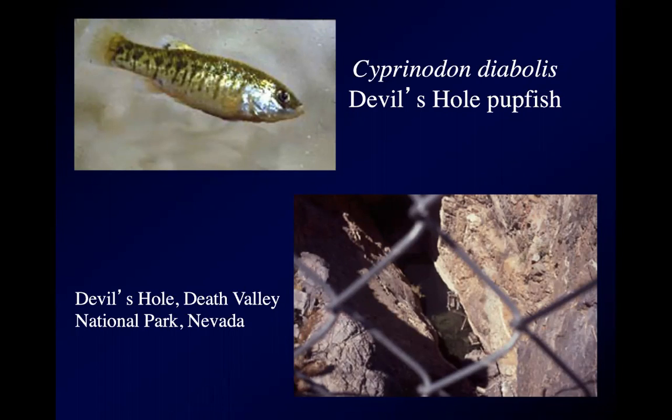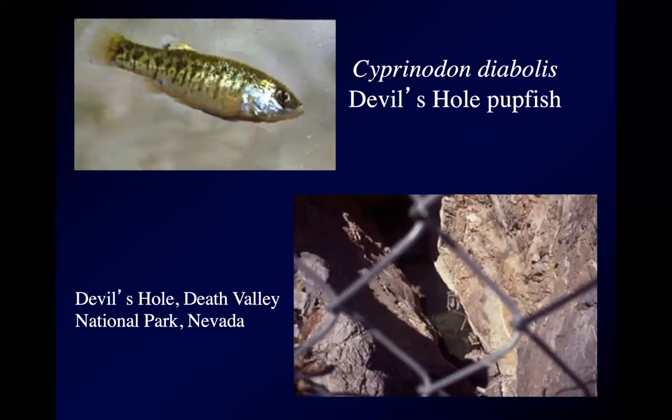So you're not allowed to scuba dive in there anymore. But living only in Devil's Hole and no place else in the world is a second species of pupfish. You can't tell this from the picture, but it's about half size. It's missing a fin that most fish would have. And they did experiments on this back in the 50s. You can't breed it successfully with Cyprinodon nevadensis, the one I showed you earlier.